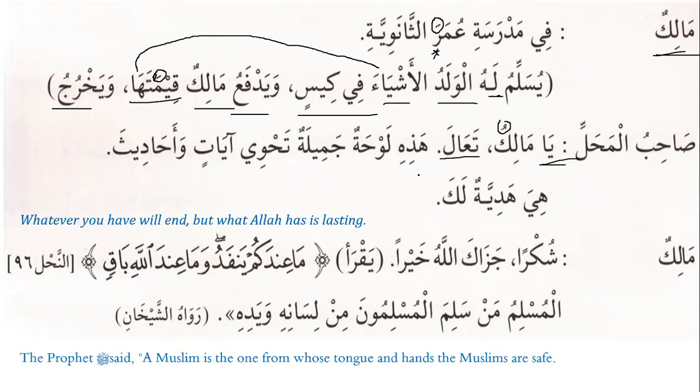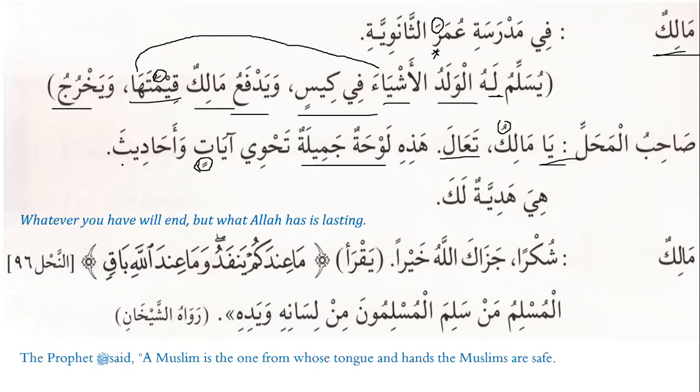Now, as we can see here, ta'ala is used for singular masculine. Yani anta ta'ala, you come. Hadhihi lawhatun, this is the cardboard. And what kind of lawha is this? Jamilatun, beautiful. So this is a beautiful cardboard. Tahwi ayatin wa ahaditha, which contains the verses of the Quran and the ahadith of Muhammad sallallahu alayhi wa sallam.